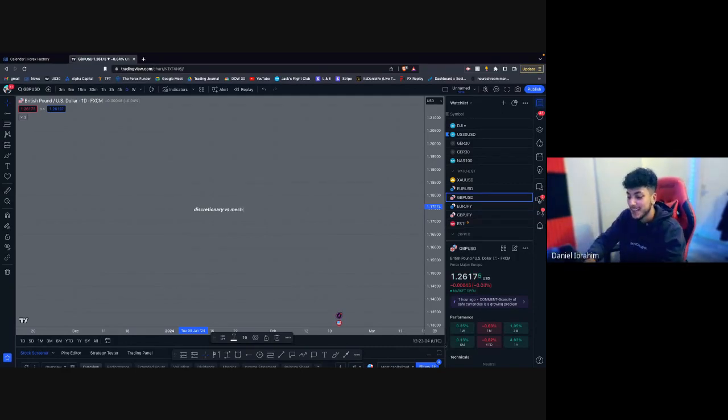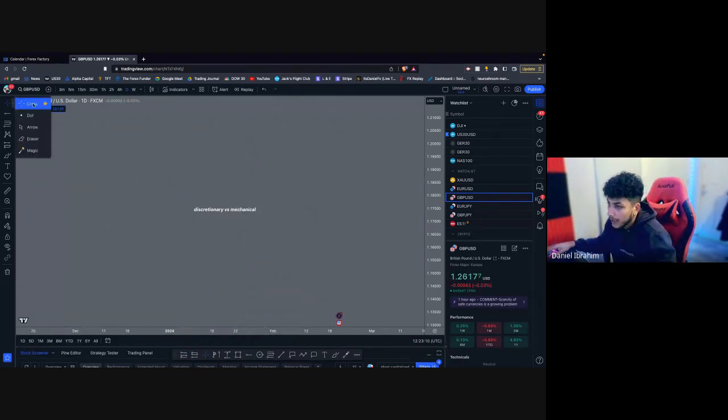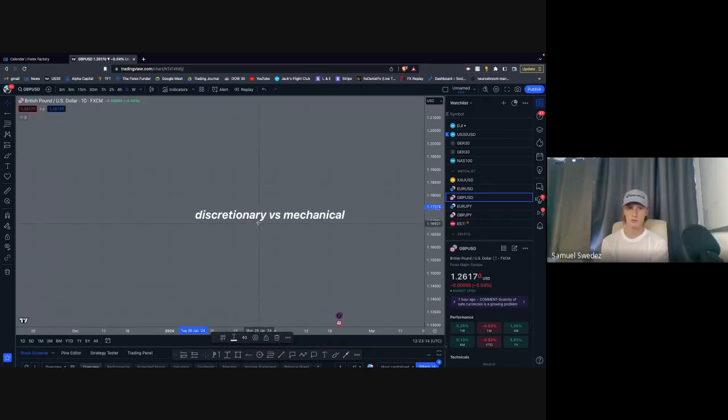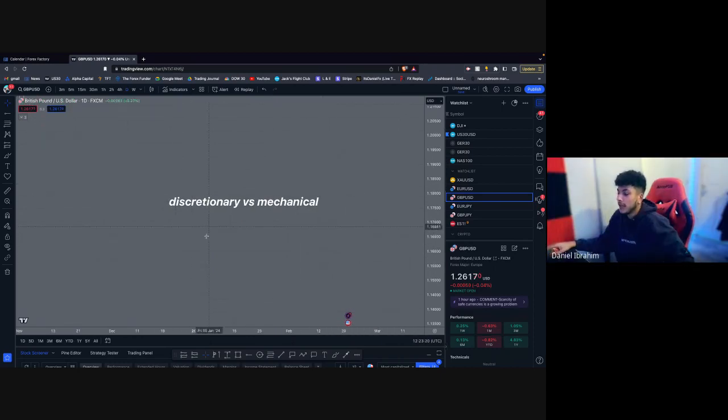Discretionary versus mechanical trading. Have we spoken about this at all? I don't think we have. No, unless it's a term which describes the same thing, then no. No, we haven't. Cool. So it all comes down to this concept of discretionary versus mechanical trading.